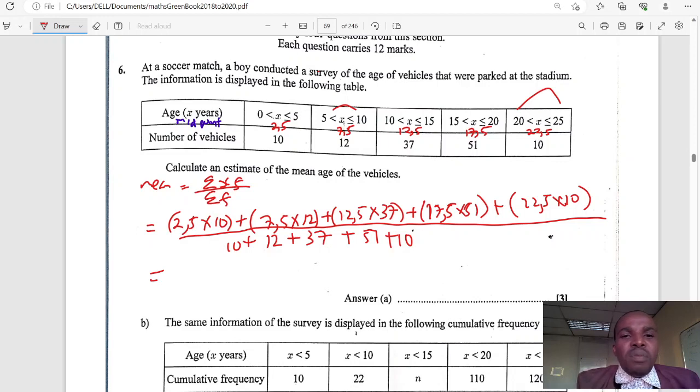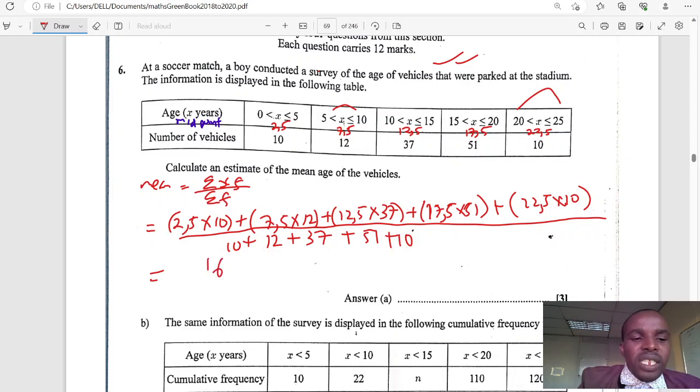Total frequency must give you how many vehicles. We are not given the total; it would be given in the statement here, but it's not. So you have to add them. Then you simplify the numerator: 2.5 times 10 plus 7.5 times 12 plus 12.5 times 37 plus 17.5 times 51 plus 22.5 times 10.